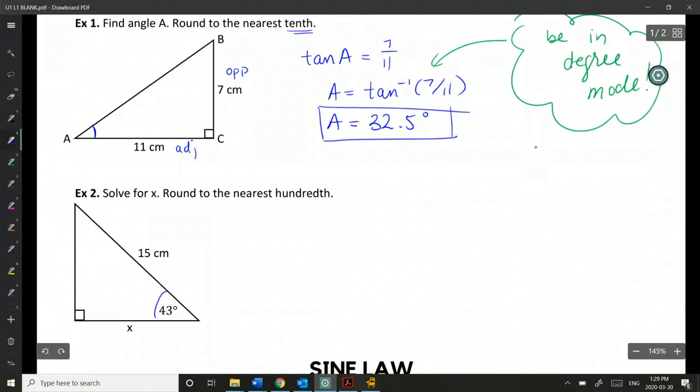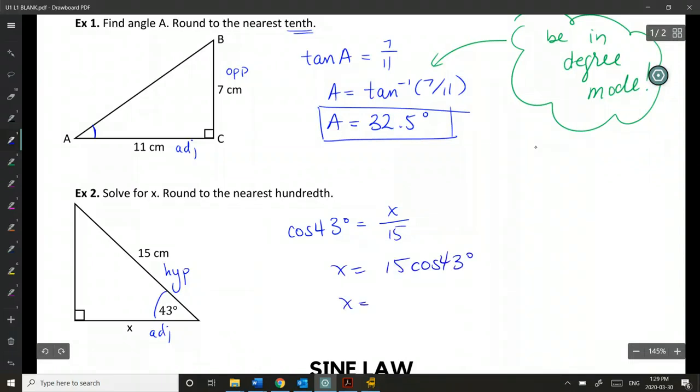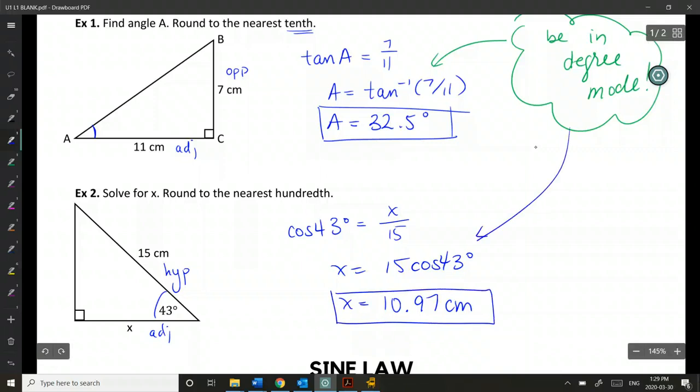All right, for the next one here, we have adjacent and we have hypotenuse, which means we're going to use cosine. So cosine is equal to adjacent over hypotenuse. You're going to multiply that 15 up. And we're rounding to the nearest hundredth here. So let me just calculate quickly here. This would be 10.97 centimeters. Okay, again, for this one, you also want to be in degree mode.